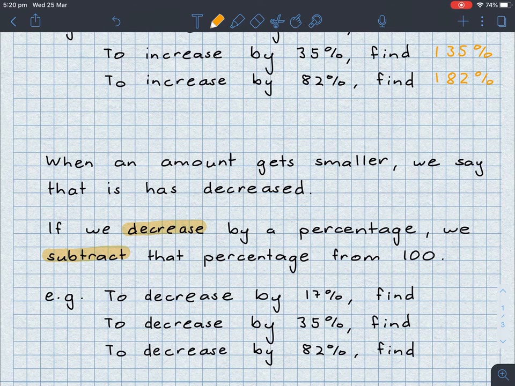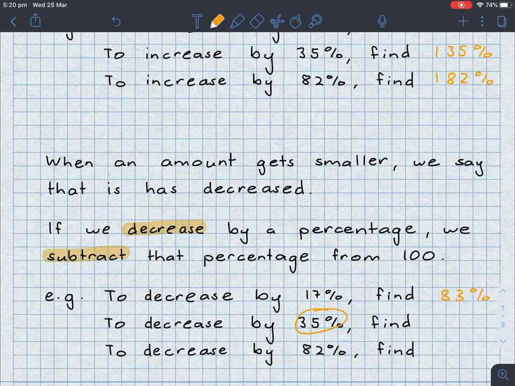Now we're also going to look at decreasing. So when an amount gets smaller, we say that it's decreased. And if we're decreasing by a percentage, this time we're going to subtract from 100. So if we're decreasing something by 17%, 100% take away 17 leaves us with 83%. So one way to think of it is if we have a sale in a shop and everything is 17% off, that means we take 17% off the original price, and what we're actually paying is 83%.